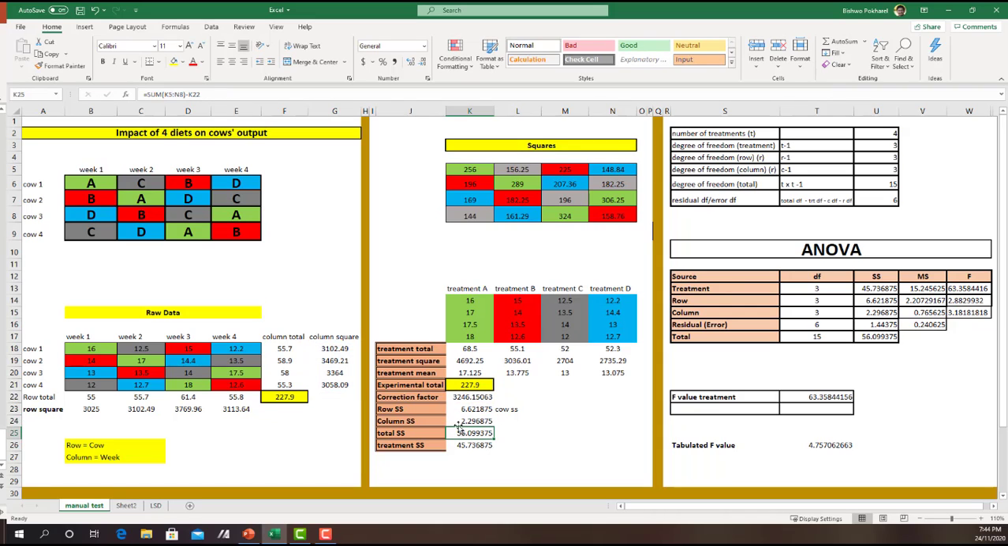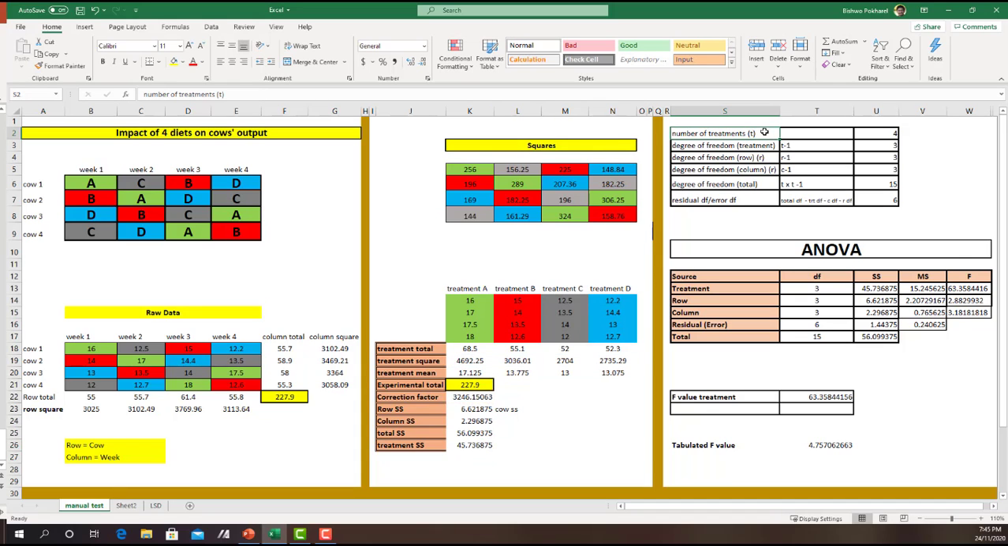And here is the total sum of square. Total sum of square is basically the sum of this square, total sum of square minus the correction factor. And treatment sum of square is basically the total treatment square sum divided by 4, because there are 4 treatments, minus the correction factor.